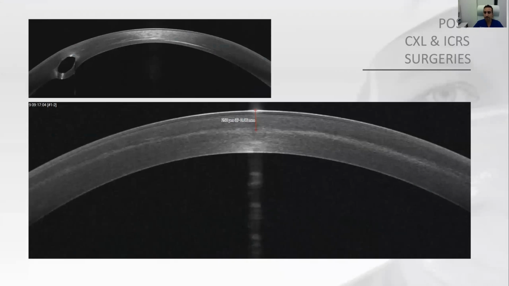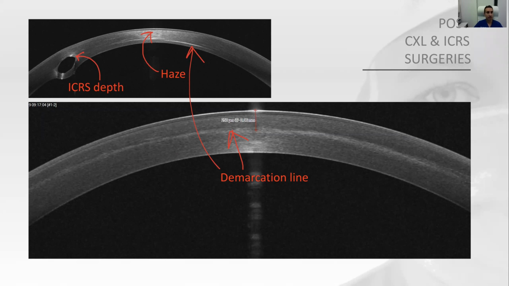Now, again, looking at post-cross-linking patients, using OCT tomography, we can notice the demarcation line. We can check at the same time if there are haze areas in the cornea. We can estimate the haze, and we can look for any corneal ring segments, how deep they're placed, and where. So everything can be computed and directly looked at even before looking at the patient.